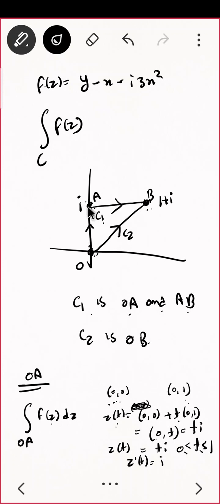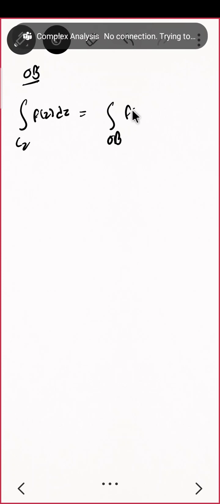Correct? So that is done. Now what next I need to do? I need to find OB, that is C2. Correct? So OB के लिए point क्या क्या है? This is 0 0, this is 1 1. So now again my question will be, can you give me a parameterization? That is integral over C2 f of z dz, that is equal to integration over OB f of z dz. Correct?